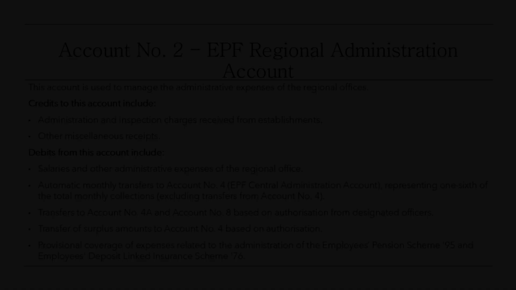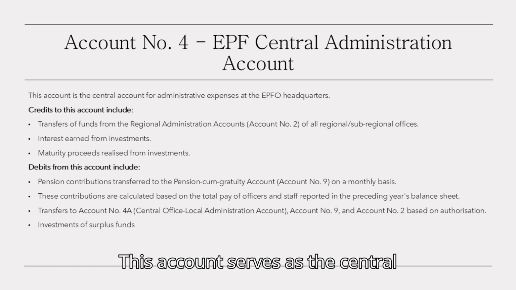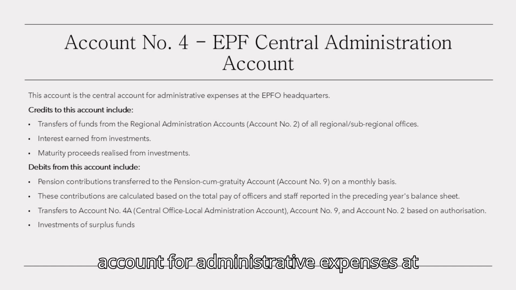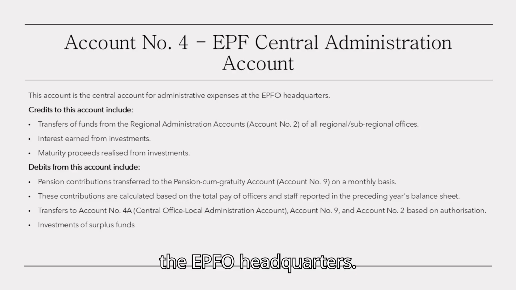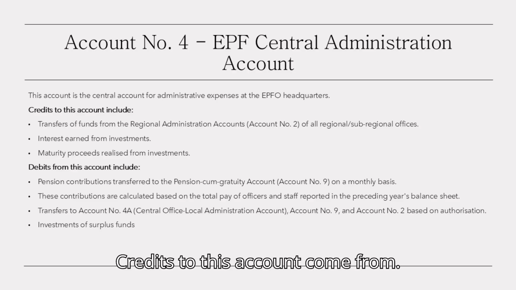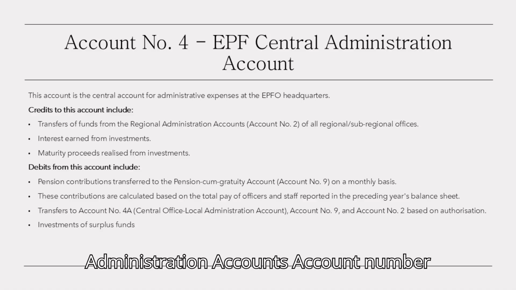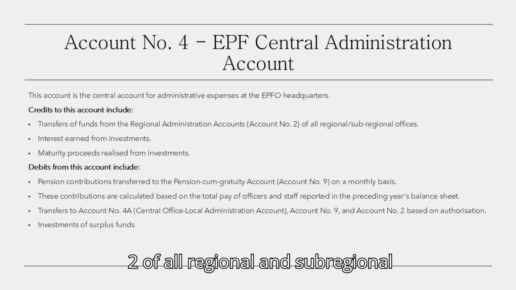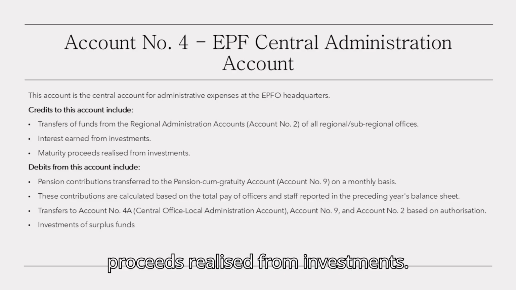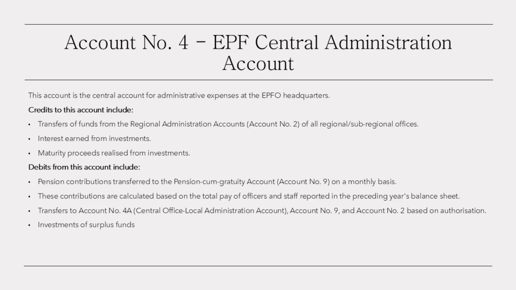1976. This account serves as the central account for administrative expenses at the EPFO headquarters. Credits to this account come from transfers of funds from the regional administration accounts, account number 2, of all regional and sub-regional offices. Interest earned from investments. Maturity proceeds realized from investments.